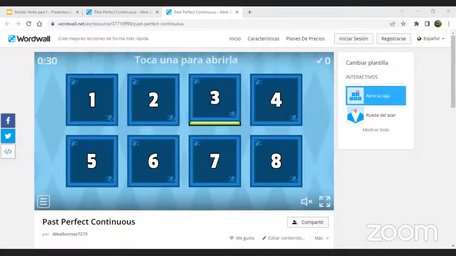Okay. Let me see if I can share the screen. Okay, guys, can you please tell me if you can see the... Yes, yes, we can see perfect. Perfect. Excellent.